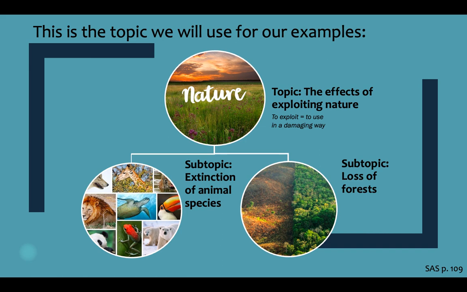And the 2 subtopics that we'll use for our examples are the extinction of animal species. This is one effect of us using nature badly. And our other subtopic is loss of forests, deforestation. So these are our 2 subtopics. They will be one for body paragraph 1 and one for body paragraph 2. And then this is our topic for the overall essay.